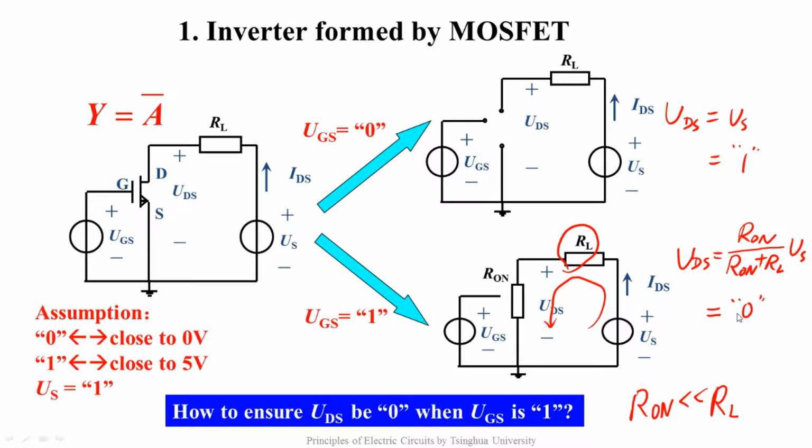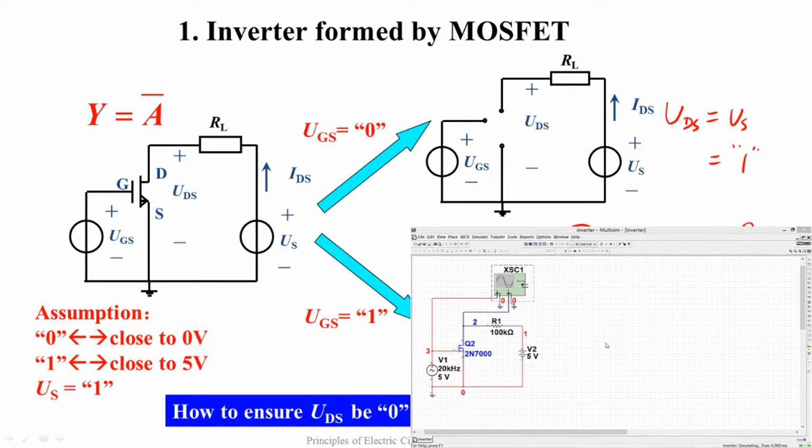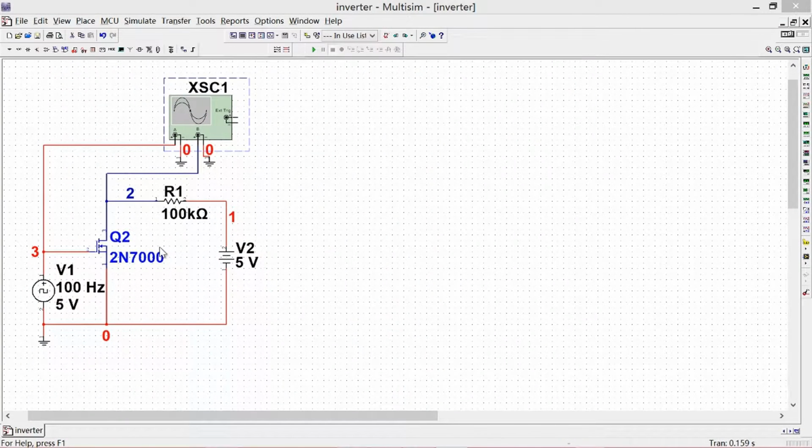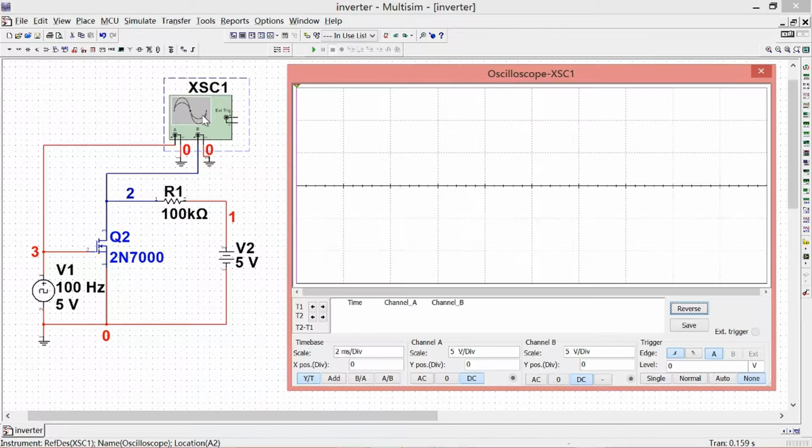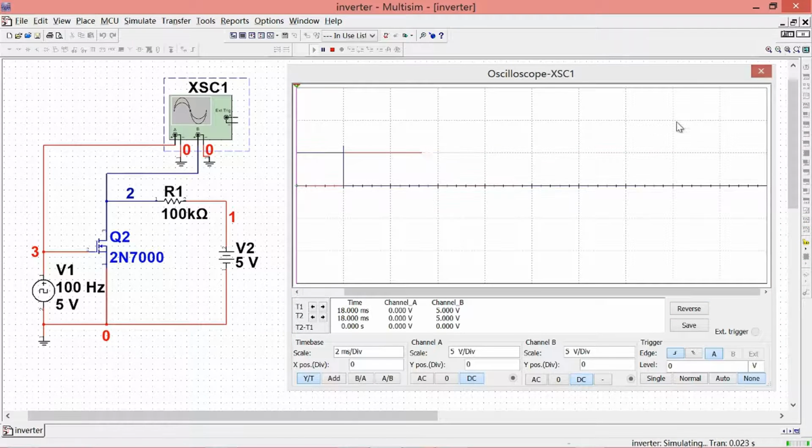Well, let's get an intuitive understanding by simulation about how the inverter formed by the MOSFET realizes the inversion function of the input and output. As shown in the diagram, the input signal UGS of MOSFET 2N7000 is a square wave of 100 Hz. Between the drain and the source terminals is a 5 volt high level and 100 kilo ohm pull-up resistor. The input signal is represented by the red line. The output signal is represented by the blue line.